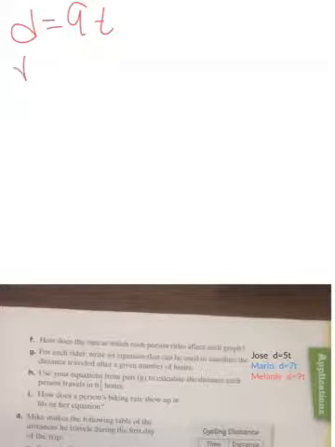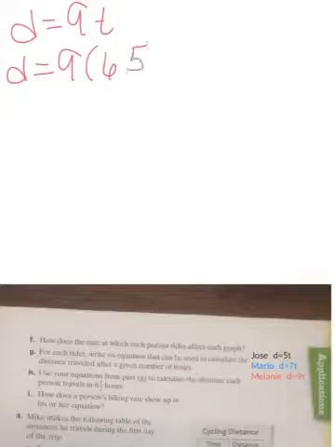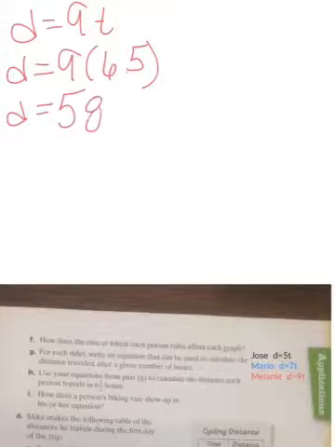Finally, for Melanie, her equation is D equals 9 times T. Substitute 6.5 in for T. And we get that Melanie will ride 58.5 miles in 6.5 hours.